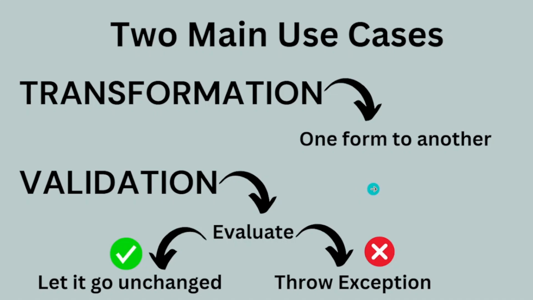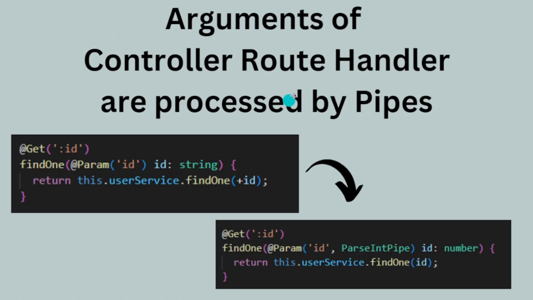So let's go about transformation and understand how pipes are actually implemented. Pipes, as you can see, are implemented upon arguments of a controller route handler. For example, this is our route handler, which is a get route handler. It gets an id, and this is our method for the get route handler. You can see this param id is considered an argument. This particular argument of a controller is processed by a pipe.